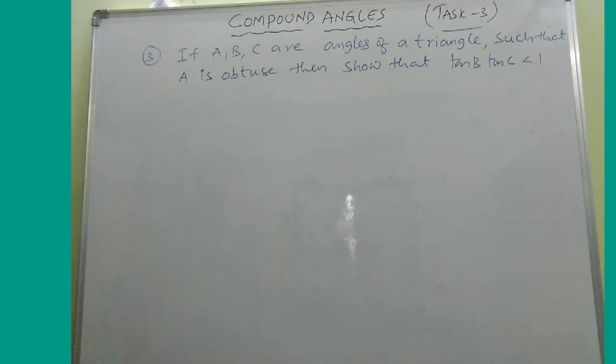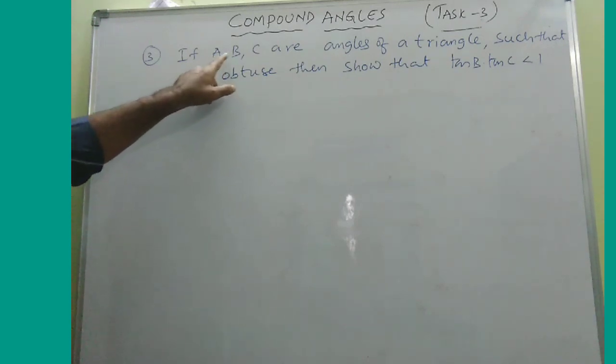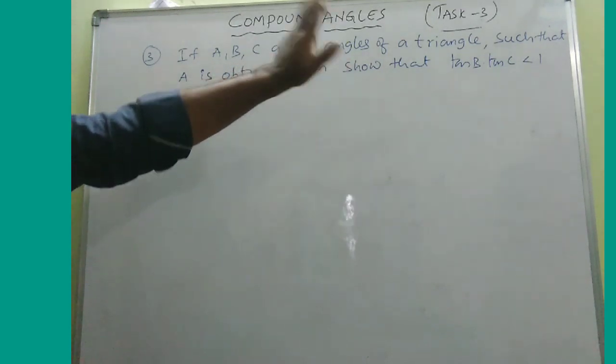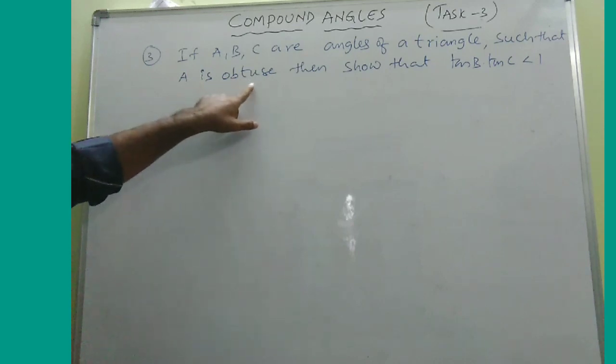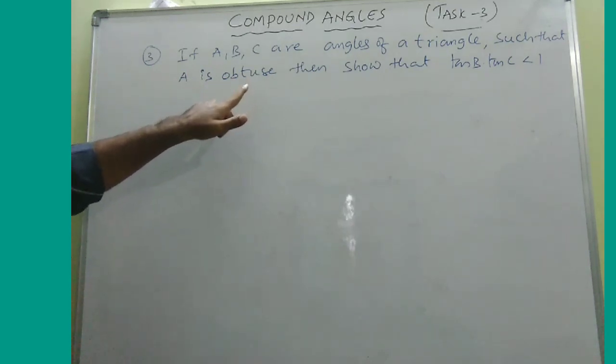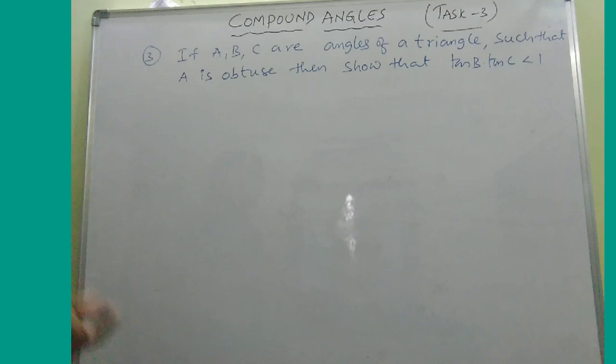Okay, so look at the problem, it is very interesting. Provided that A, B, C are angles of a triangle, but in that, angle A is an obtuse angle. Do you know what is meant by obtuse angle? An angle is said to be obtuse if it is more than 90 degrees. Less than 90 degrees means acute angle. Exactly 90 degrees means right angle.